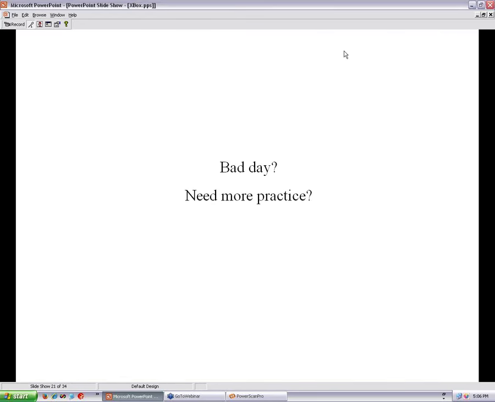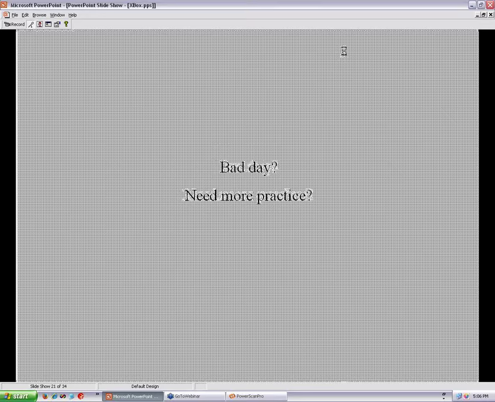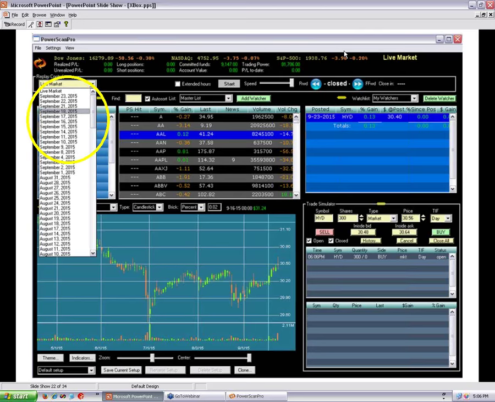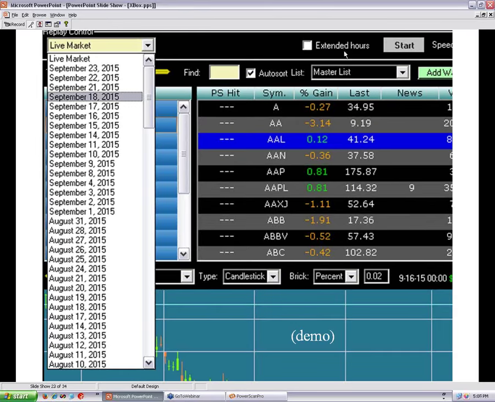Now, what if you're having a bad day? What if you need more practice? Well, lo and behold, on the same window, you have market replay. So you can select another date, another time, and replay the entire market tick by tick. In this example, I'm selecting September 18th.